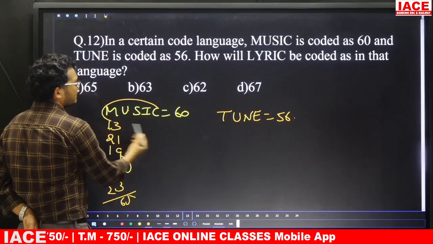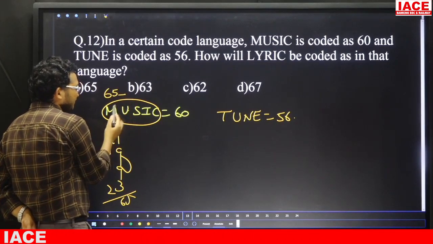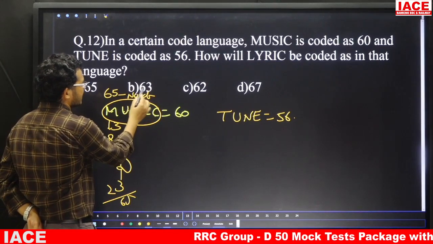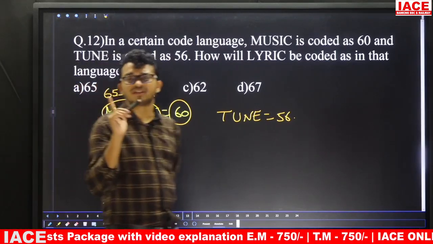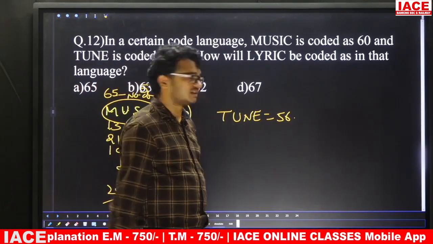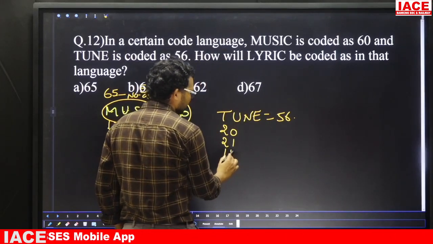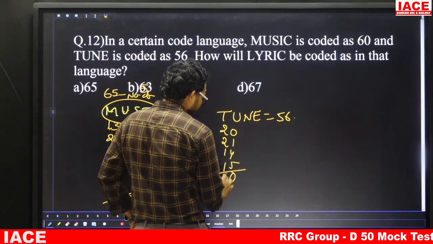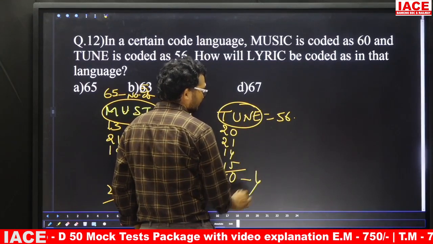So the sum of the alphabets is 65, minus the number of letters. How many letters do we have here? We have 5 letters. Now 65 minus 5 is 60. That means your logic is the sum of the face values minus the number of letters. Suppose we take T, face value 20, U is 21, N is 14, E is 5. Now the sum is 60. 60 minus how many letters are there? 4 letters. 60 minus 4 is 56.